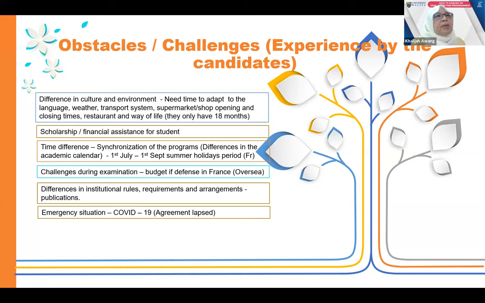Challenges during examination. This, not really, but if we want to go to France, we might have the problem of getting the budget to go there, because we will have 4 representatives to be there.